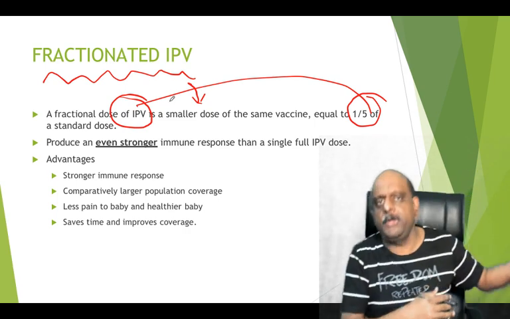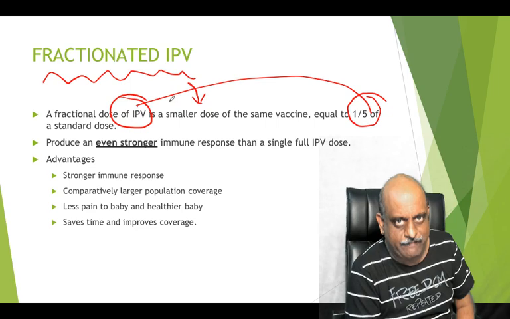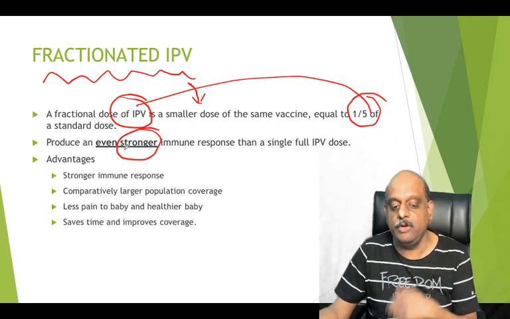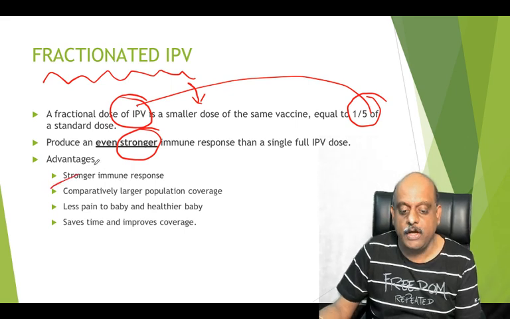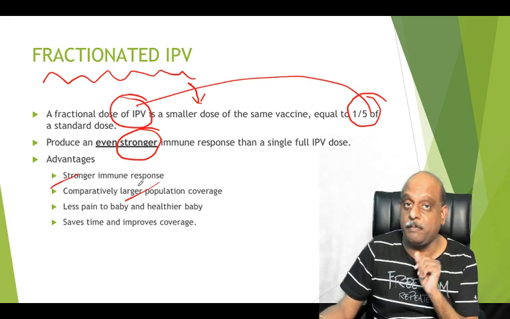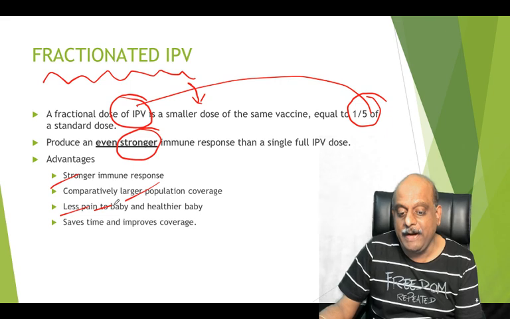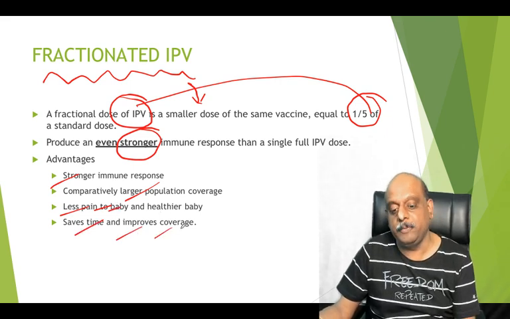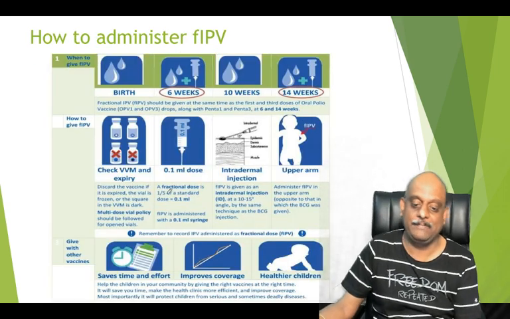Now, why do you want to do that? Why do you want to create a fractionated IPV? Because it will produce an even stronger immune response. So, stronger immune response, a large population you can cover, less pain to the baby, and it saves time and improves the coverage. That's the whole idea.